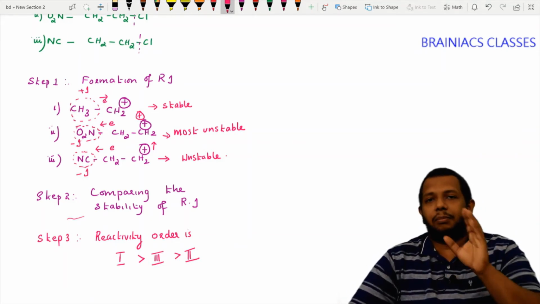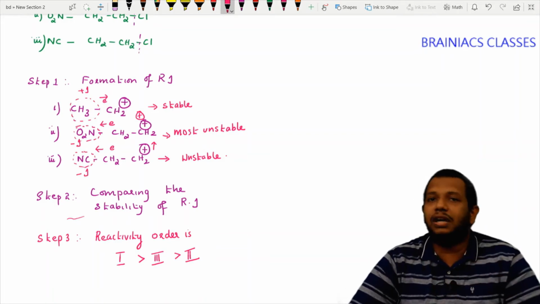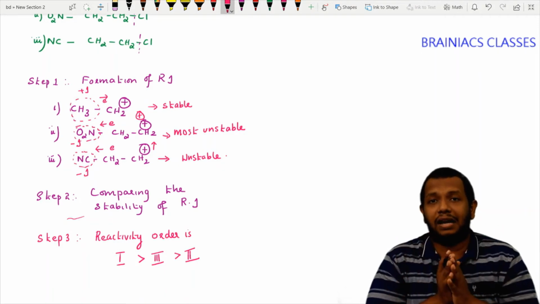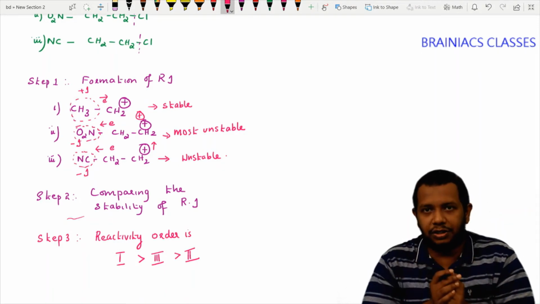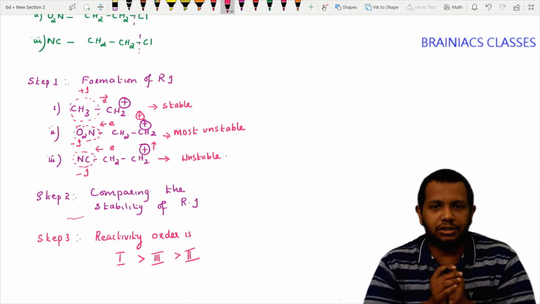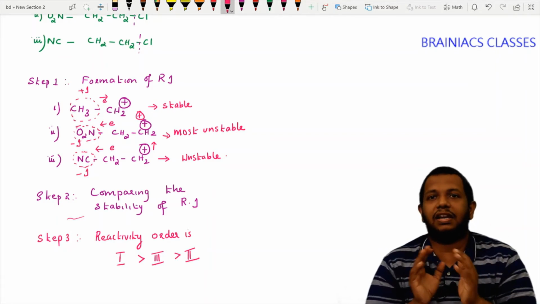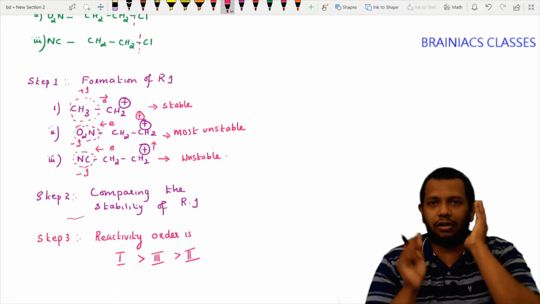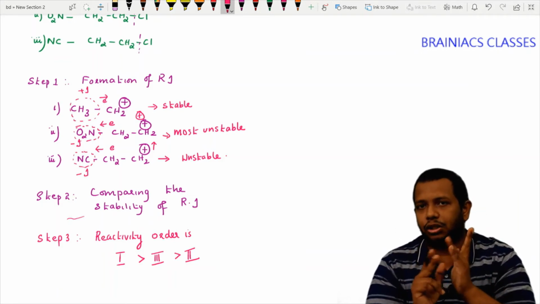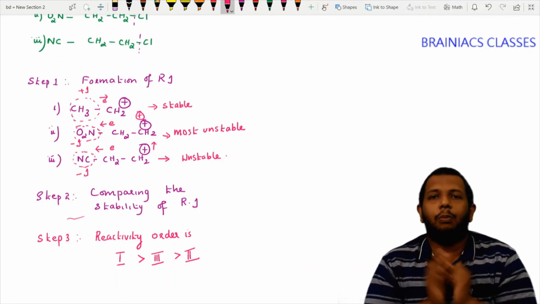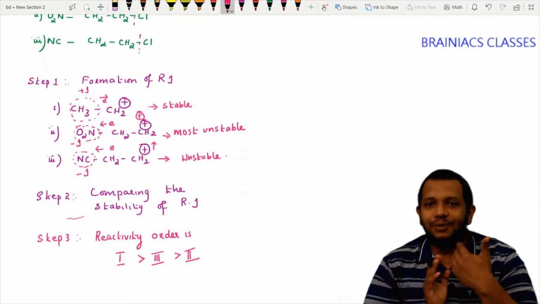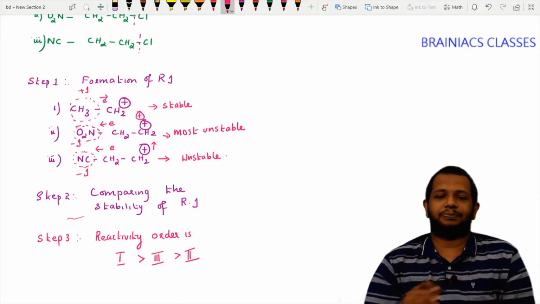But I am telling one more thing here. Here I have used inductive effect to predict the stability of the carbocation. Sometimes they will give you an alkyl halide where resonance may come into the picture, or hyperconjugation may come into the picture. Here hyperconjugation is there in the first one, but I will teach you that thereafter. Then we can use the priority: first resonance needs to be applied, then hyperconjugation, then inductive effect. Hope this application is clear for you. We will go to the next application.